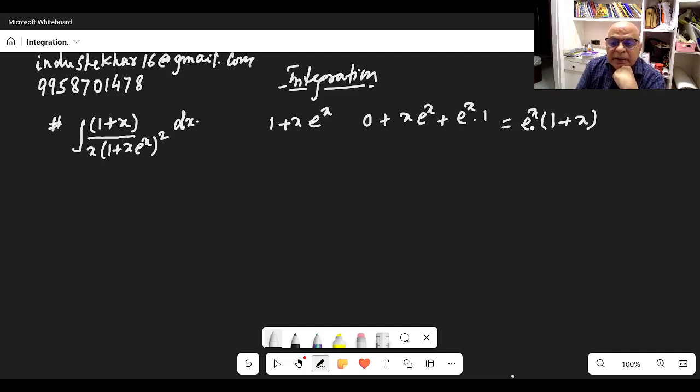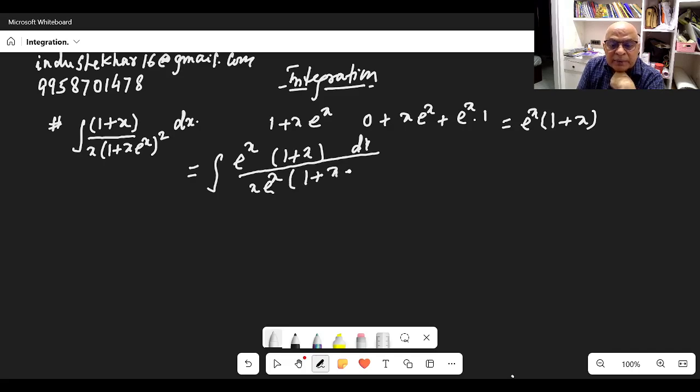Now just see the numerator here. 1 plus x is there. The missing part is e^x. So how to proceed? Our first step will be to multiply numerator and denominator by e^x. So it will be e^x (1 plus x) dx divided by x e^x, because we have multiplied by e^x and so we have to divide it also, times (1 plus x e^x) whole squared.